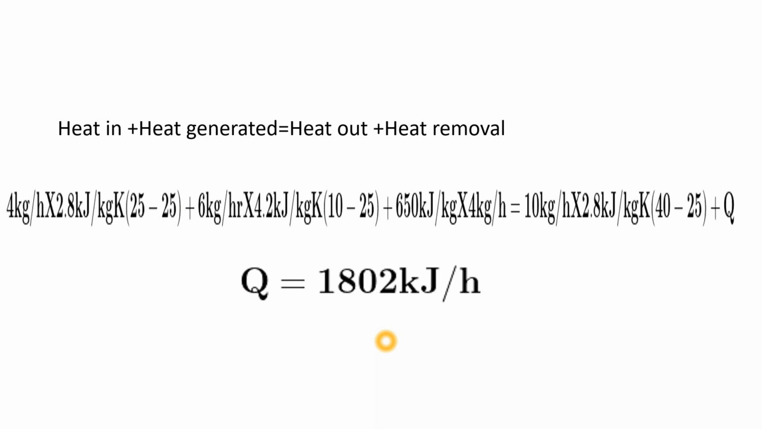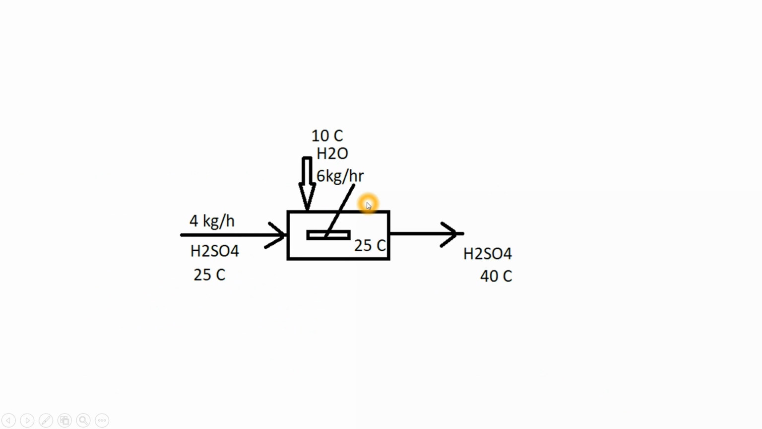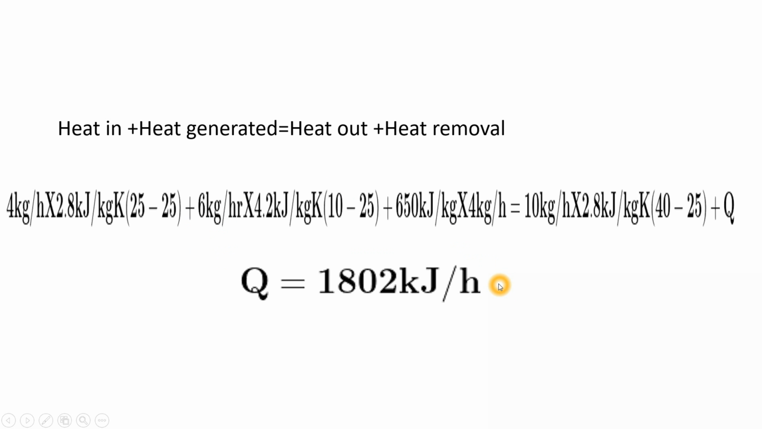Next, heat out, how much heat will be out? The solution will take heat since it is at 40 degrees centigrade. How much heat will it take? It will be 10 kg per hour into 2.8 kilojoule per kg Kelvin into 40 minus 25 degrees centigrade, right? 25 is the reference temperature, so it will take this much heat. Plus Q, the heat removal rate, I am assuming it is Q. After solving you get Q is equal to 1802 kilojoule per hour. This is the final answer.